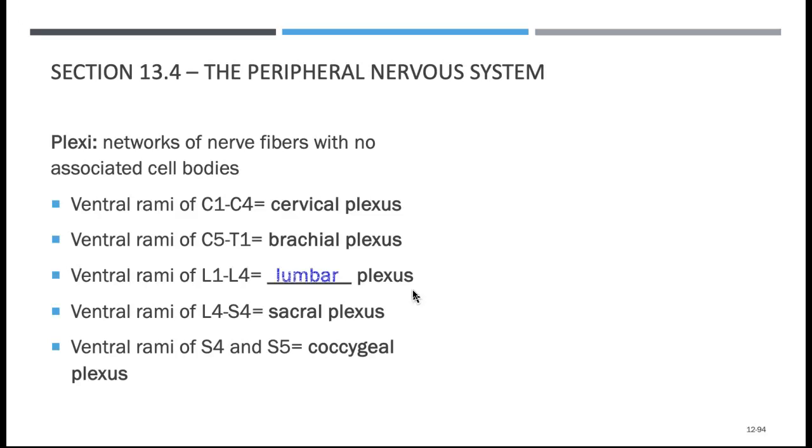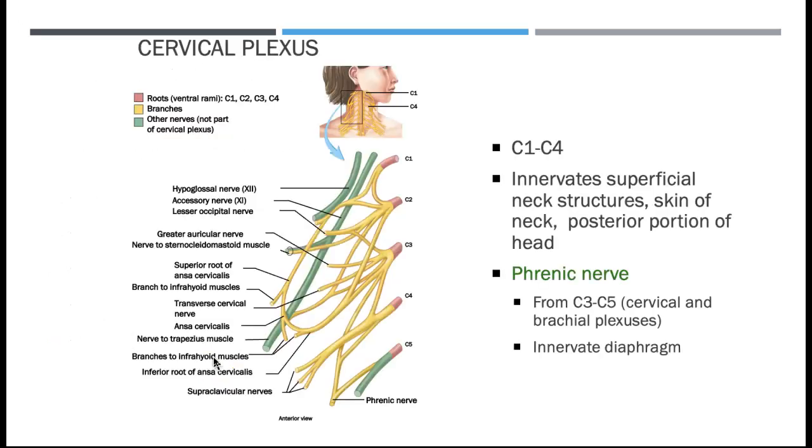Our lumbar plexus is going to be L1 to L4, and then we have our sacral plexus, which is L4 to S4, and then lastly we have our coccygeal plexus, which is really just S4 and S5. So let's start off with the cervical plexus.